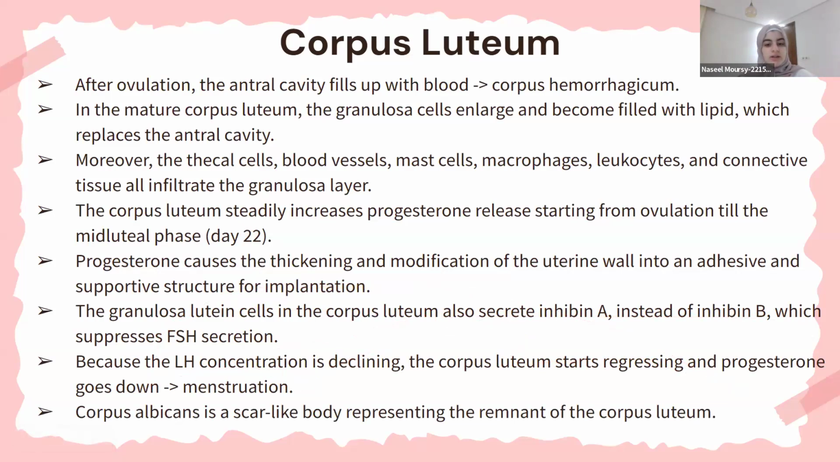Finally, because the corpus luteum starts dying, it ends up in a scar-like body called corpus albicans. So it's called albicans because it turns white, okay? And this is the scar-like body representing the remnants of the corpus luteum. Corpus luteum is called luteum because it's yellow in color.